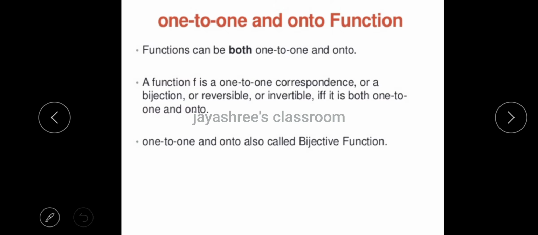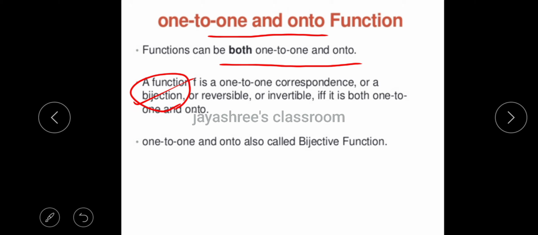Now, one-to-one and onto functions. The combination, both one-to-one and onto. Functions can be both one-to-one and onto. This is said to be a one-to-one and onto function. A function f is a one-to-one correspondence or a bijection. You can call one-to-one and onto functions by a single word. It is called bijection or reversible, or we can say invertible.